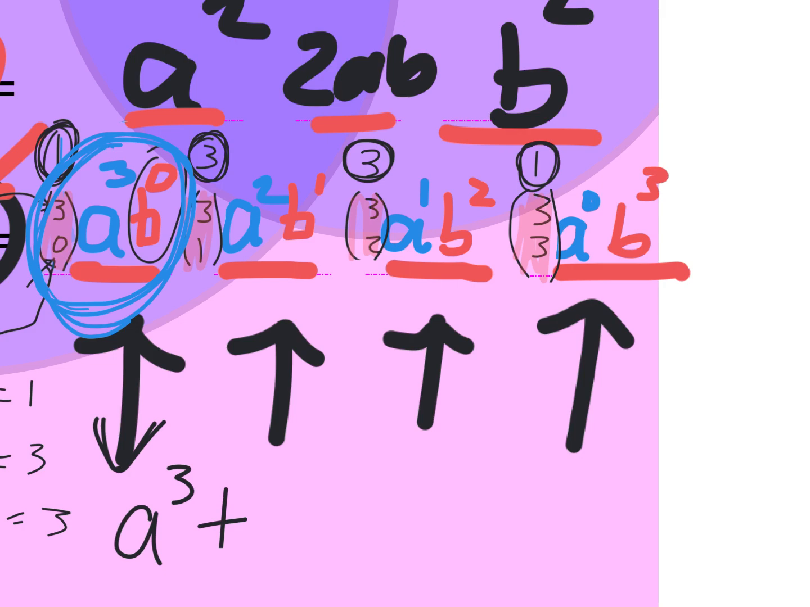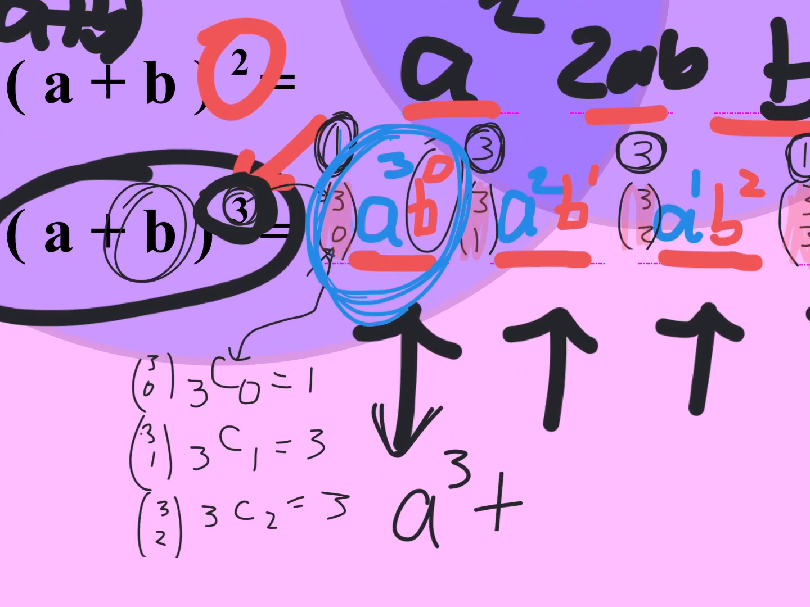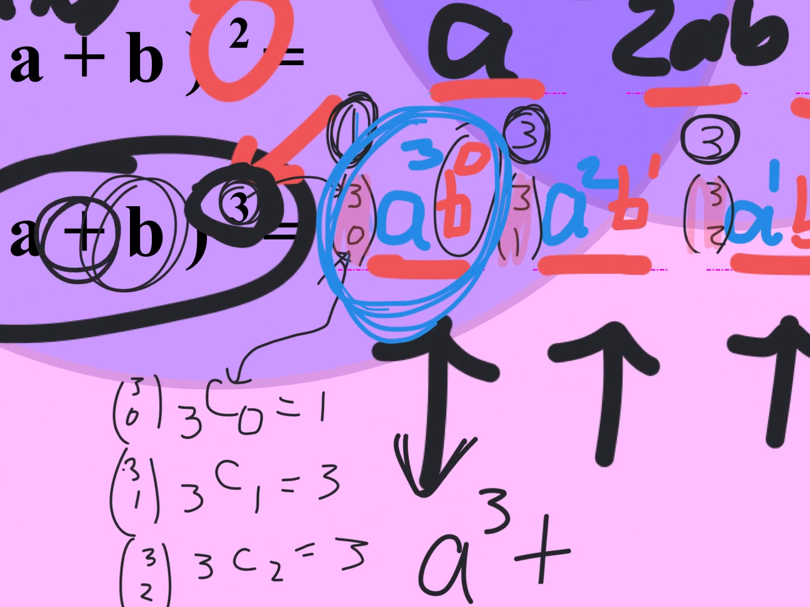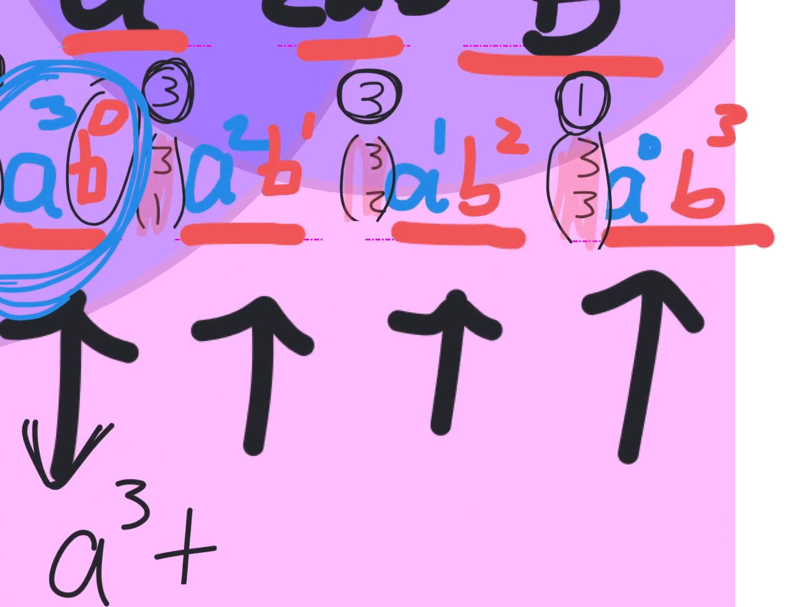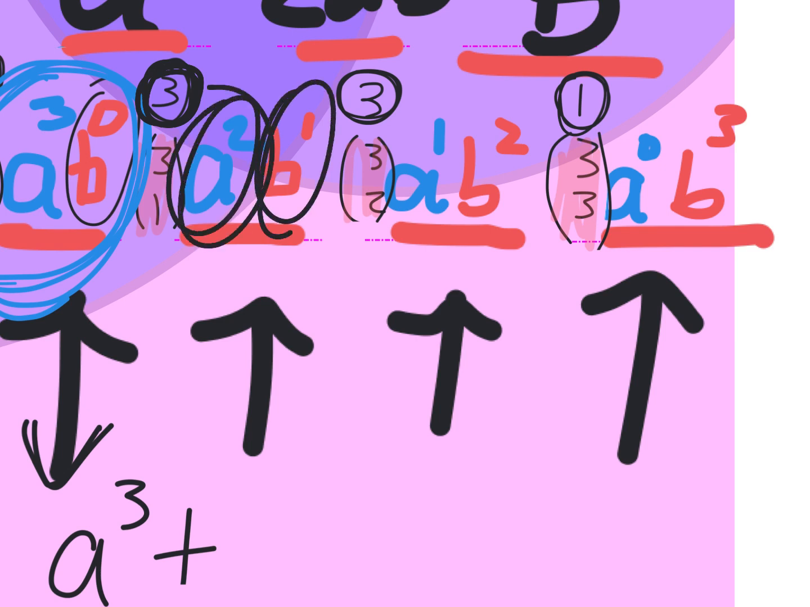This one, they were all positives because it's our first one, so we just did a plus. On this one, it was a 3 times an a squared times a b. Okay, so 3a squared b.